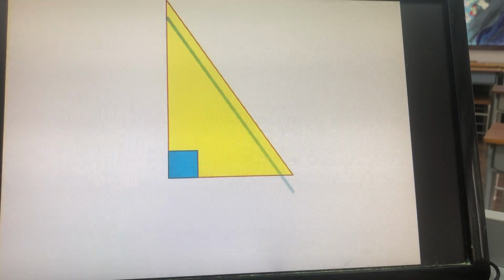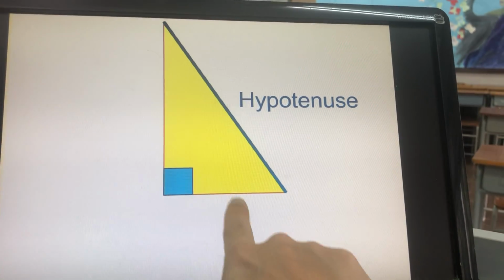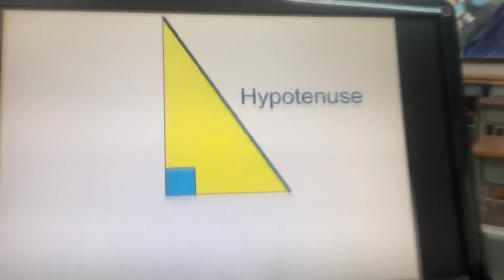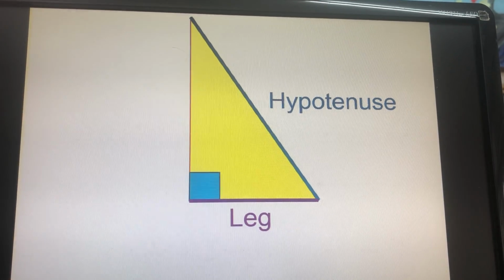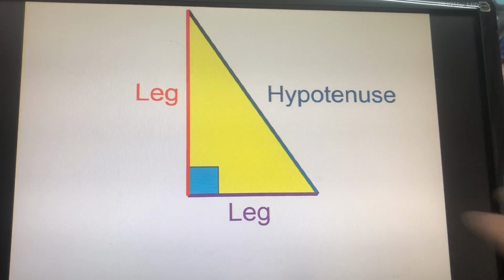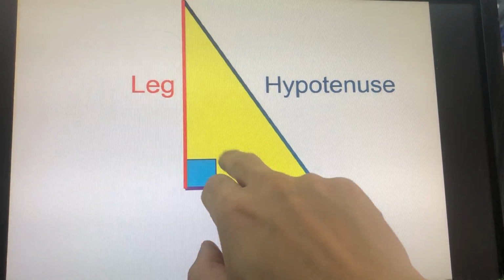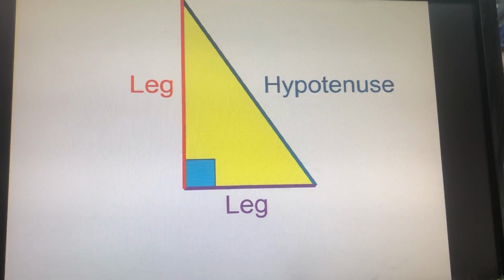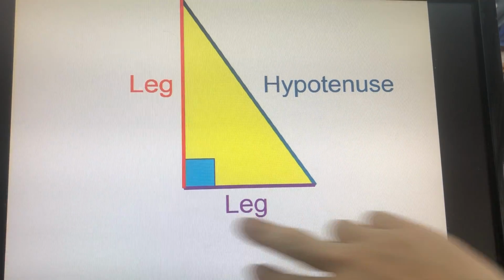So for a right angle triangle, we have a hypotenuse. What about the other two? Do they have a name? Yes, they do. We just call them leg and leg. So there are one hypotenuse and two legs in a right angle triangle. And the Pythagoras Theorem is the way to relate these three sides in an equation.